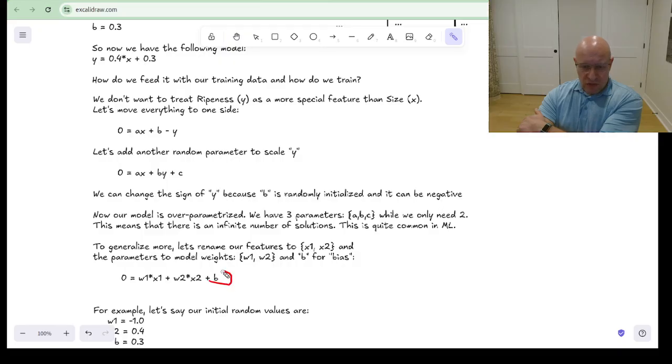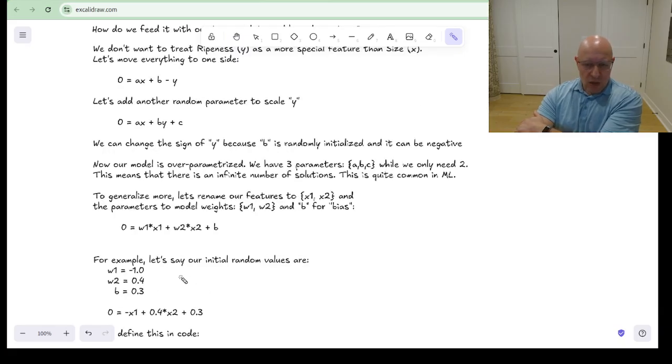Okay, this is like our intercept, like how high above zero, above the origin, the whole line goes. Okay, so let's say we initialized it to some random parameters. And now what? Okay, so now we have this, and we still want to train it.